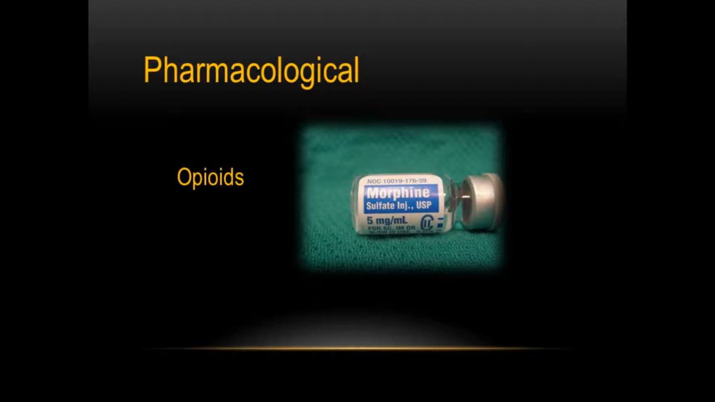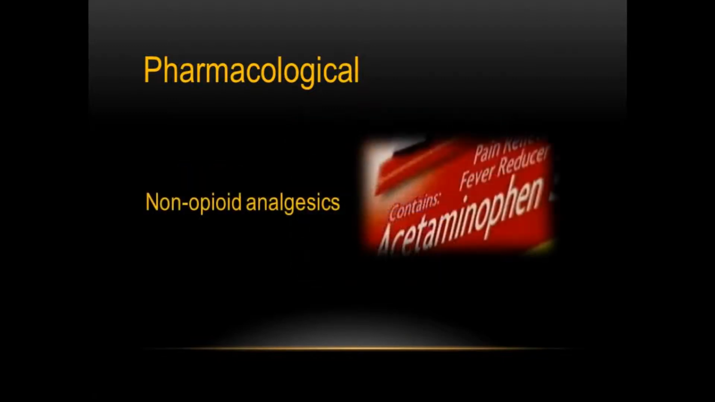Non-opioid analgesics do not contain any opioids, but they contain NSAIDs, such as acetaminophen. Acetaminophen is probably the best known non-opioid analgesic, and its most widely known trade name is Tylenol.